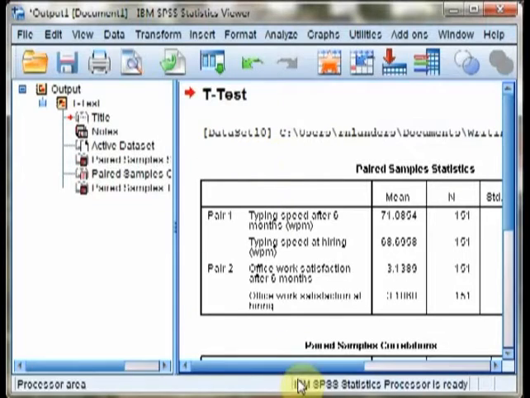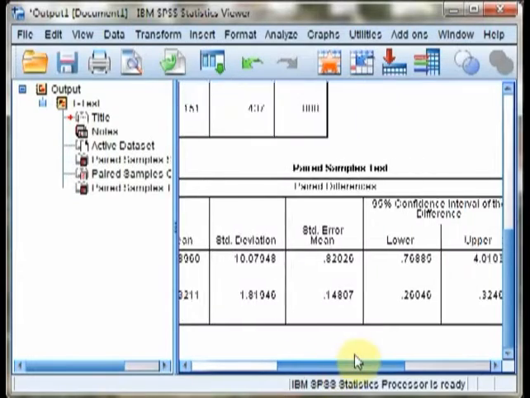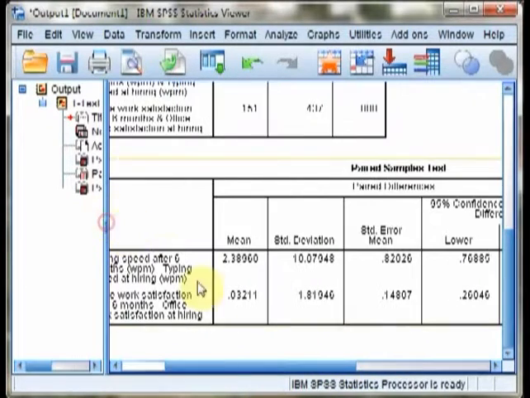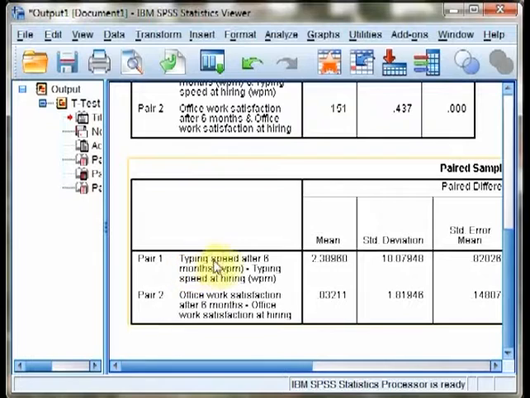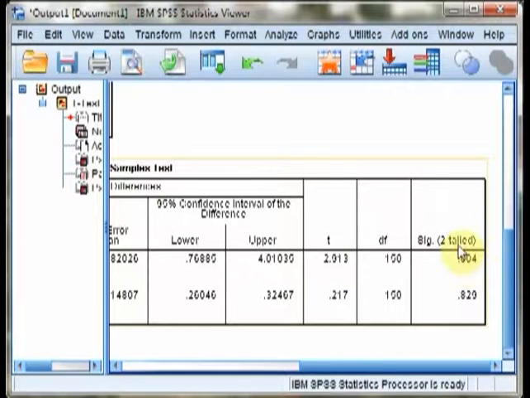The output pane will pop up, and we will see both of our sets of t-tests at the bottom. So here we have pair 1, typing speed after 6 months minus typing speed at hiring, so you get a nice reminder of which is subtracted from which there, and office work satisfaction after 6 months, satisfaction at hiring. We go over, we can spot the t-tests right there. 2.913, significance, the p-value is 0.004 for a two-tailed test. The second test, 0.217, the two-tailed p-value is 0.829.